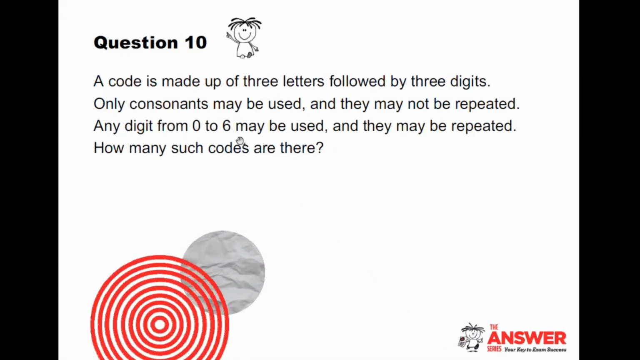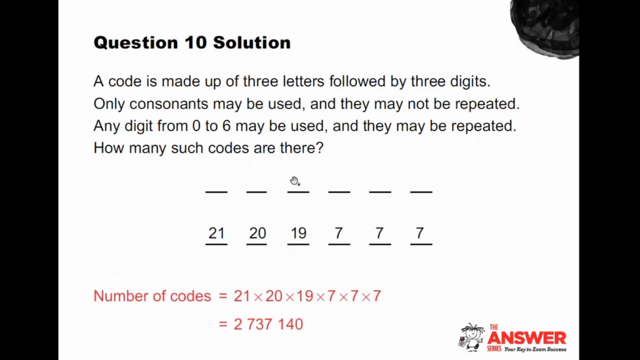Any digit from 0 to 6 may be used. They may be repeated. How many such codes are there? So very similar to the first question, 3 letters, 3 digits. But now I don't have the full alphabet. I've eliminated 5 letters. Still may not repeat letters. I don't have all the digits. I've got 0 to 6. How many digits are from 0 to 6? There are 7 of them: 0, 1, 2, 3, 4, 5, 6. Okay, there's 7 digits and they may be repeated. So it's a very similar scenario, but I've got to have different numbers.